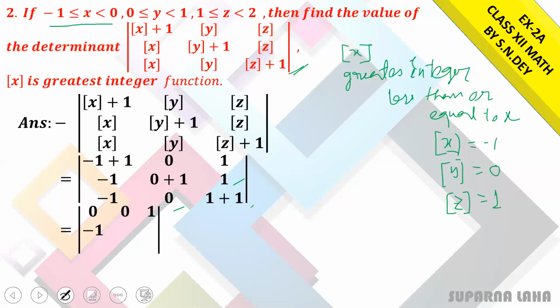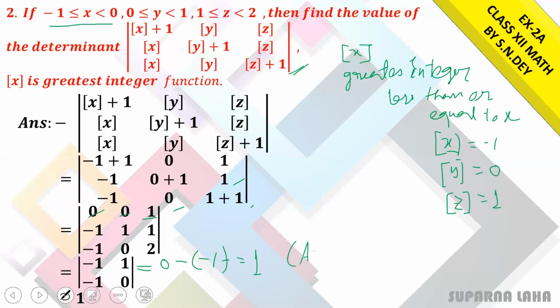Now write down the values and simplify it. Look here, in the first row the first element is 0, the second element is 0, just only one element is non-zero. So just expand this determinant with respect to the first row. You will find this determinant's value is given by 1, since minus 1 into 0, 0 and minus of minus 1 means it will be 1 only. So this is the answer.